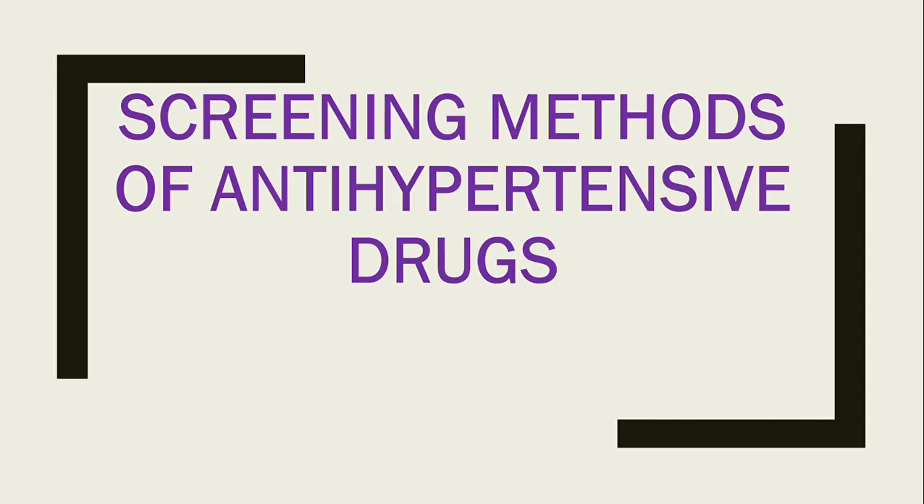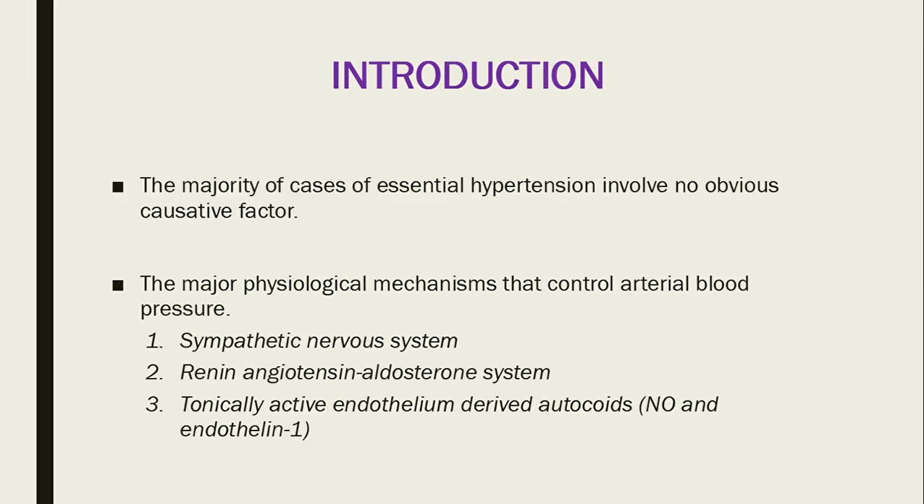Today I am going to discuss a new topic, that is screening methods of antihypertensive drugs. Coming to the introduction, the majority of cases of essential hypertension involve no obvious causative factor, and the major physiological mechanisms that control arterial blood pressure are the sympathetic nervous system, the renin-angiotensin-aldosterone system, and tonically active endothelium-derived autocoids, that is NO, nitric oxide, and endothelin 1.